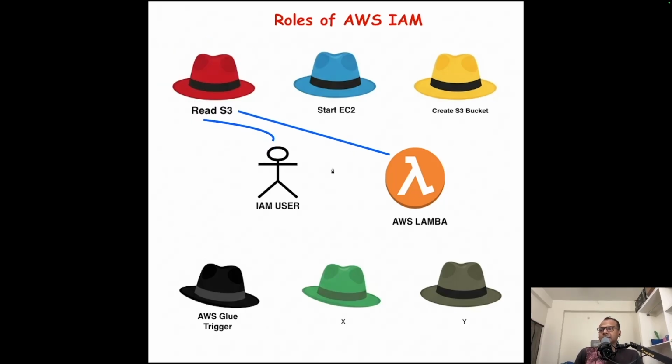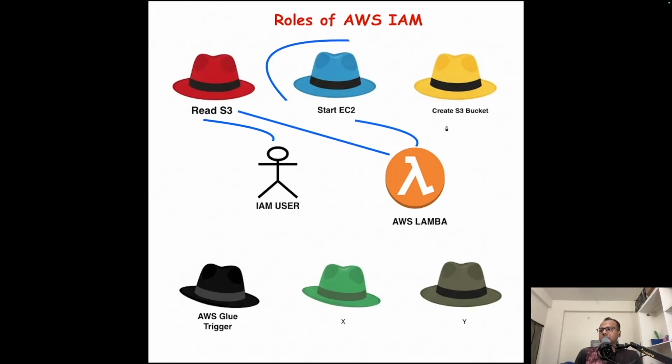Similarly, let's say an IAM user wants to start an EC2 instance. Let's say there's an EC2 instance that is off, and you want to start that EC2 instance. Let's say you are a user, you logged into the AWS Console and you want to start an EC2 instance. In that scenario, you must have a permission, or a role, that is start EC2 instance. Similarly, let's say a Python code that is present inside Lambda wants to start one EC2 instance. So during that time, the Lambda function will wear this hat.